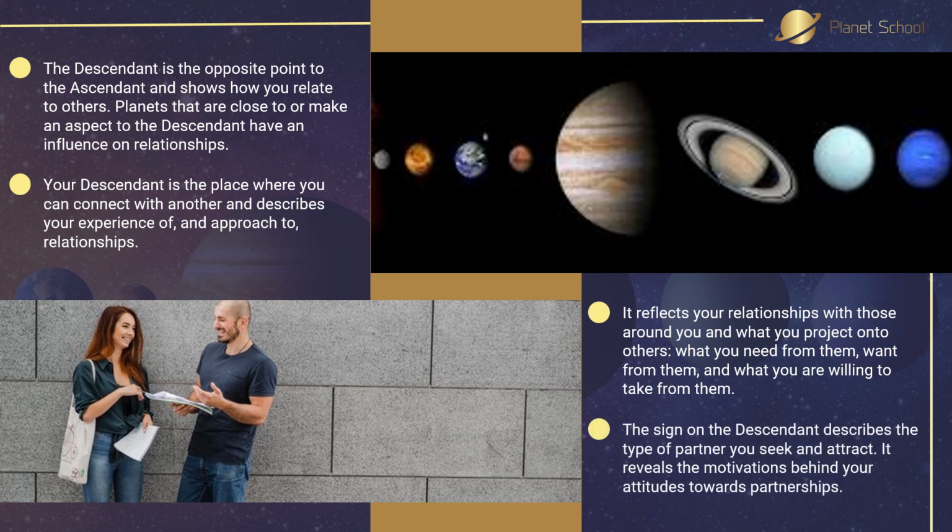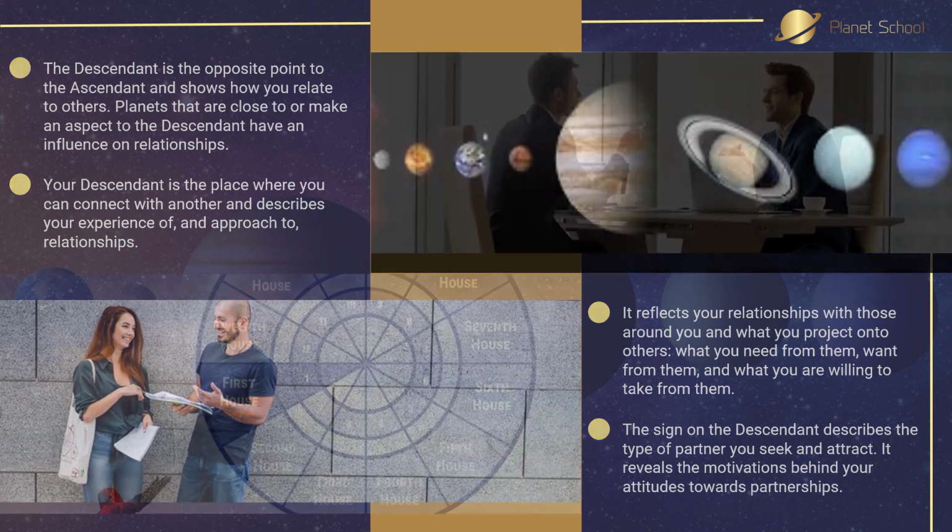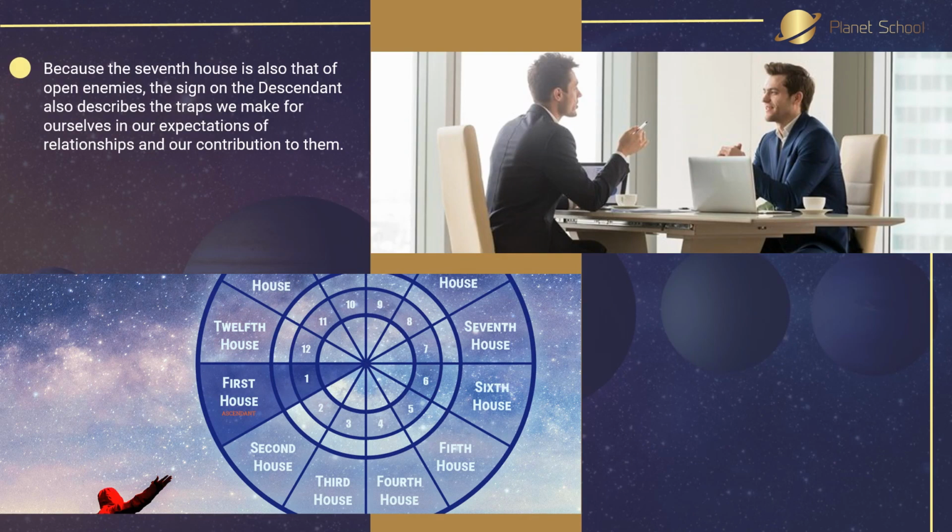The sign on the descendant describes the type of partner you seek and attract. It reveals the motivations behind your attitudes towards partnerships. Because the 7th house is also that of open enemies, the sign on the descendant also describes the traps we make for ourselves and our expectations of relationships and our contribution to them.